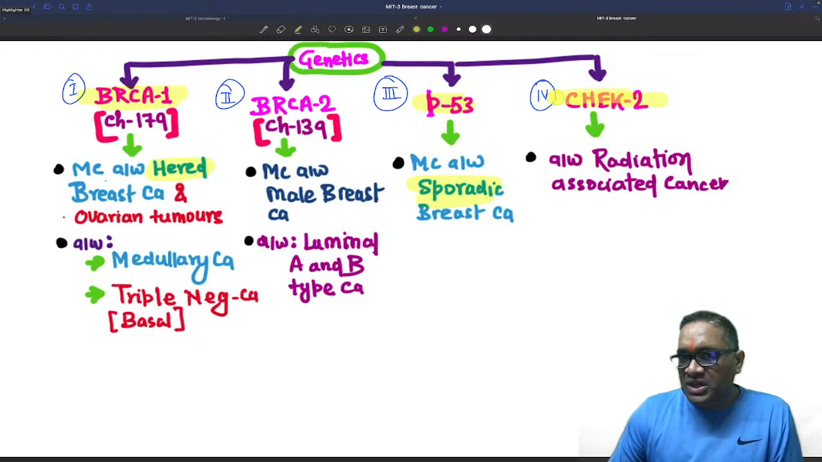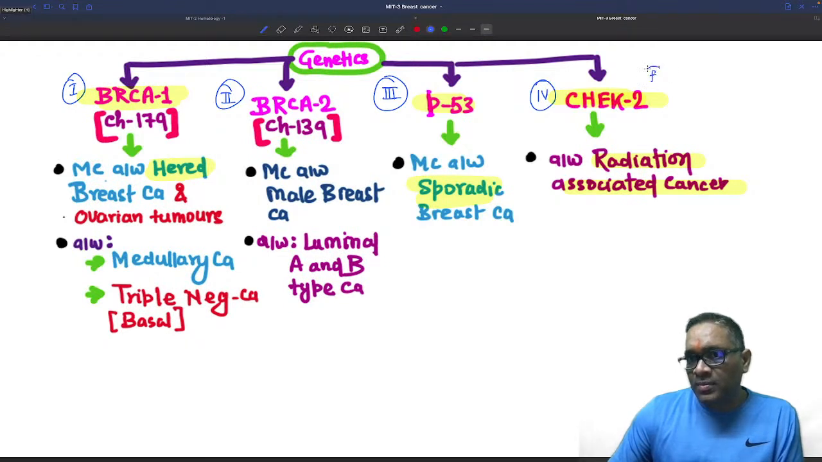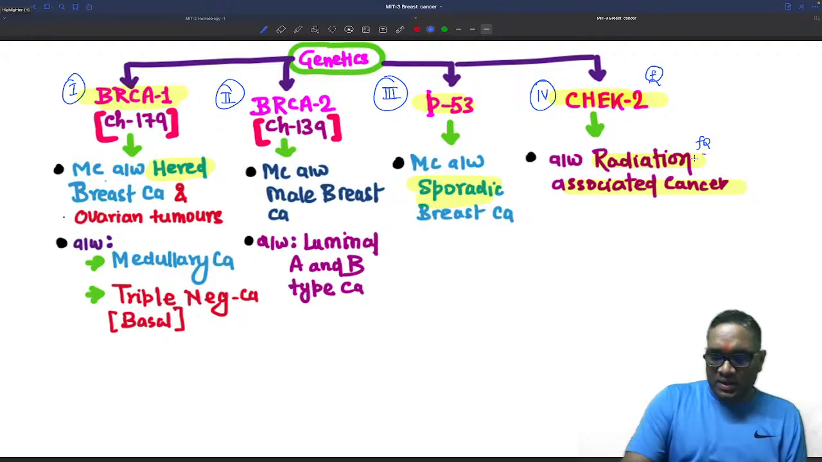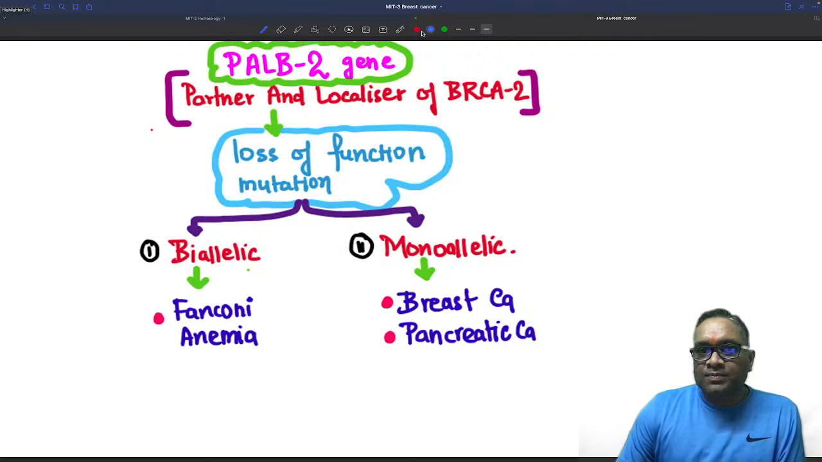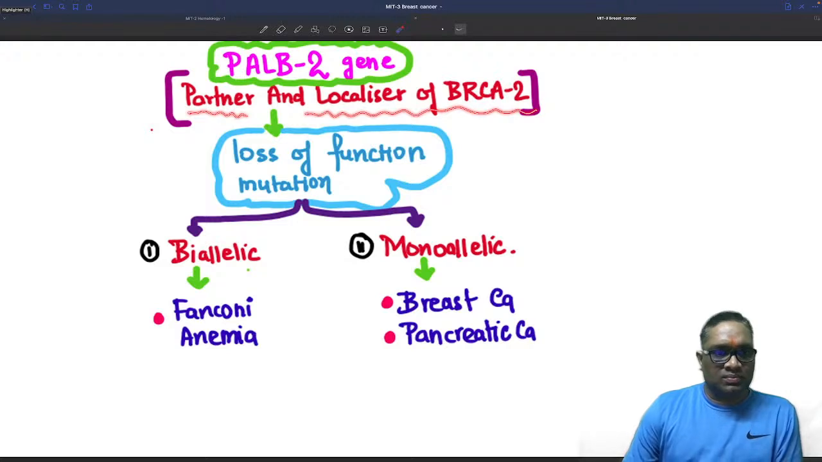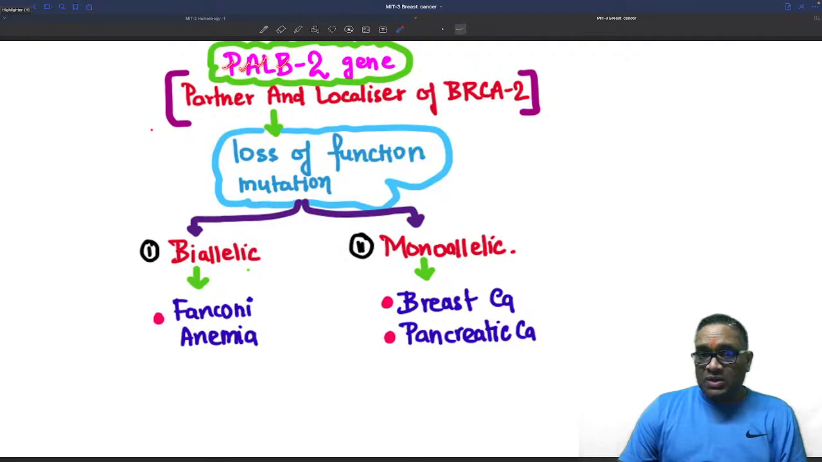And already I have told you CHEK2 mutation is radiation associated breast cancer. So that was again a very good question. This is given in the table of Robbins, and the examiner can ask this question in future exams also, right? Now PALB2 is the update from Robbins. What is PALB2? PALB2 stands for partner and localizer of BRCA2. And they have which kind of mutation? Loss of function mutation.